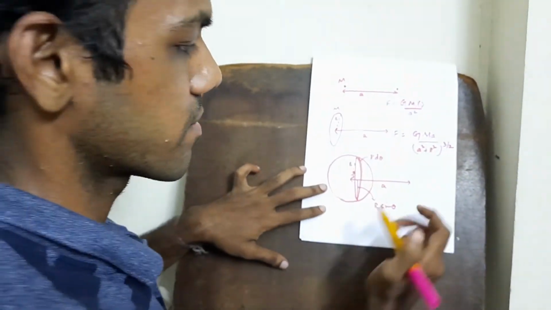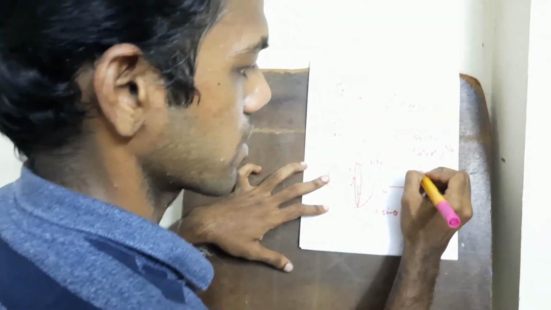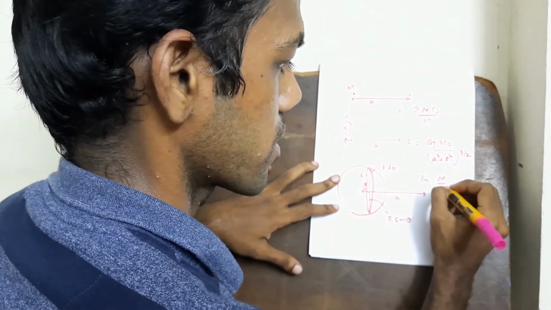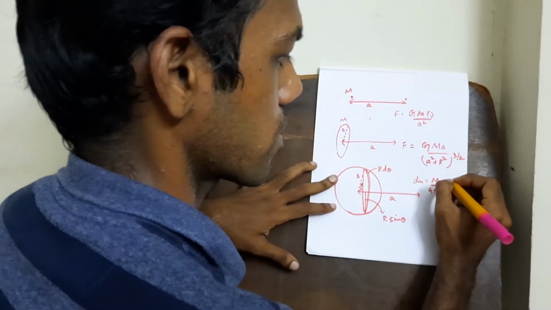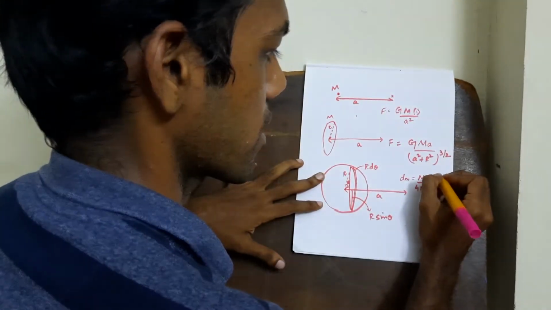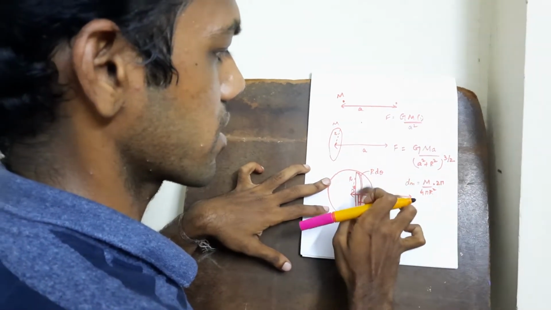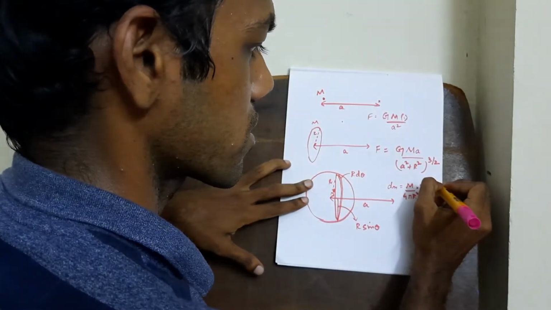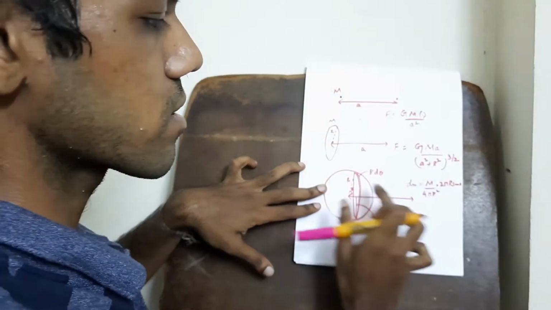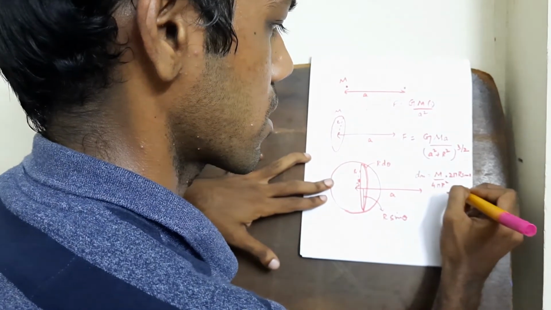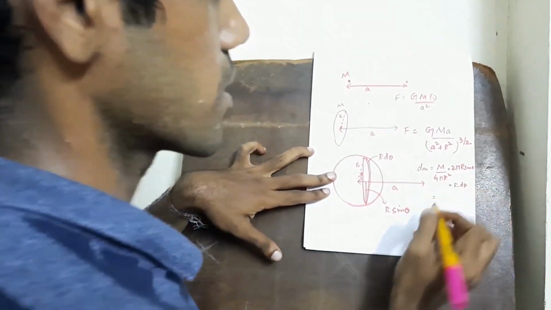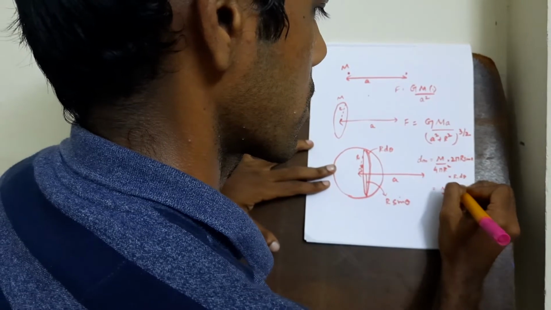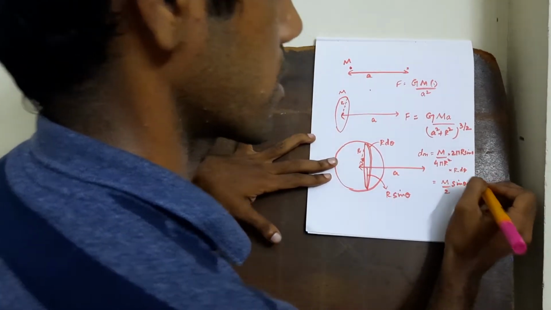Mass of the small ring dm is equal to M by 4 pi r square, unit mass, into 2 pi, circumference of the ring is 2 pi r sin theta, into thickness of the ring, which is r d theta, which equals M by 2 sin theta d theta.